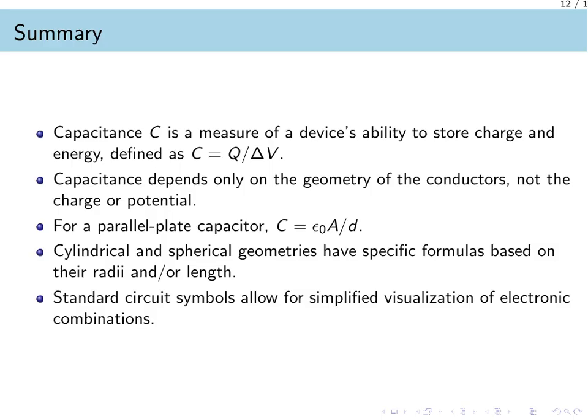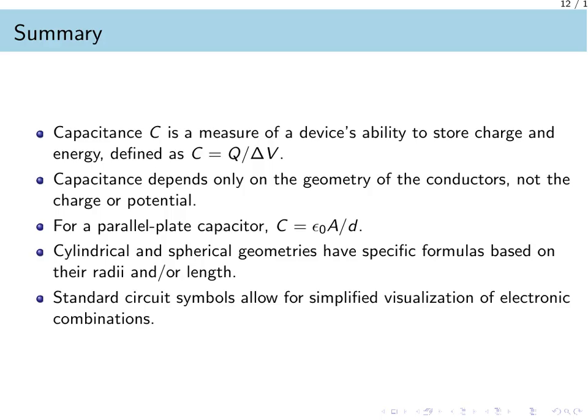The most important takeaway is that capacitance is a purely geometric property. It is determined by the shape, size, and arrangement of the conductors, not by the amount of voltage you apply. For parallel plates, capacitance increases with area and decreases with separation. We have also seen how specific formulas are derived for isolated spheres, cylindrical coaxial lines, and concentric spheres. Using standard circuit symbols, we can now begin to visualize how these components interact within larger electronic networks to manage and store electrical energy.